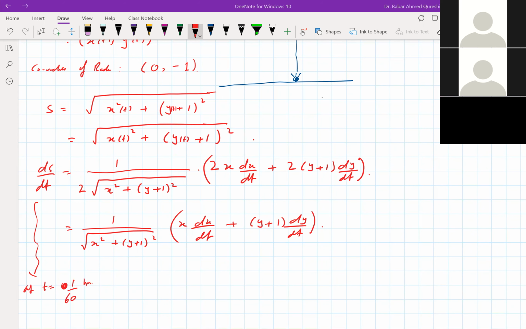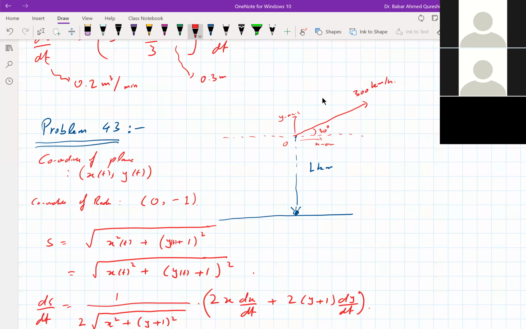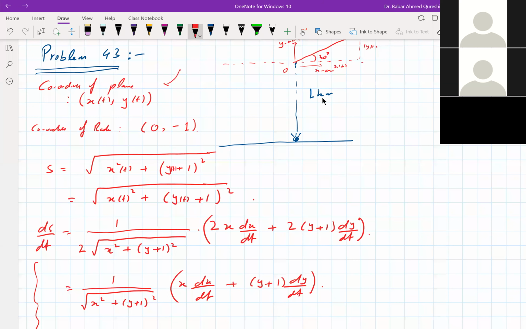Why have I written y of t plus 1? Because I just made this x-axis, y-axis. So the coordinates of the plane, at any point, I can resolve them. They're going to be x of t and y of t. But the coordinates of the radar are 0 and -1. So I need this plus 1 because I use the distance formula, difference of the x coordinates and difference of the y coordinates.